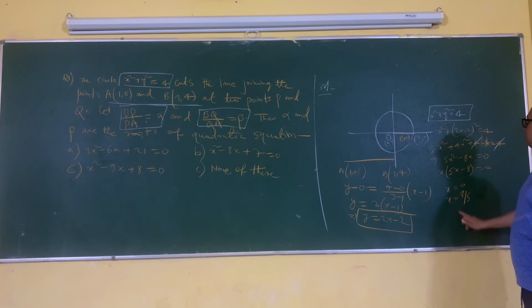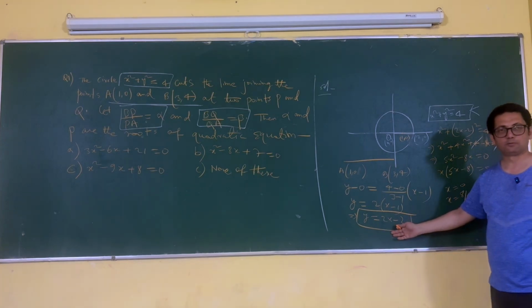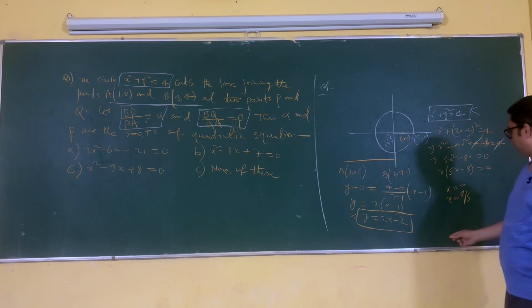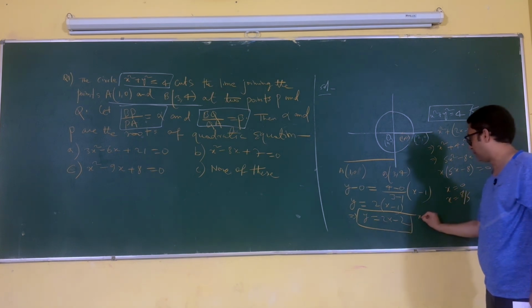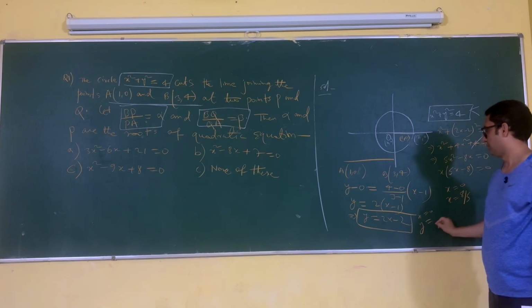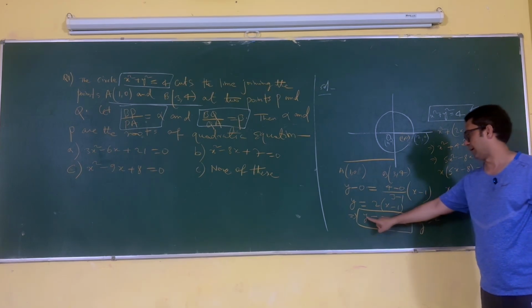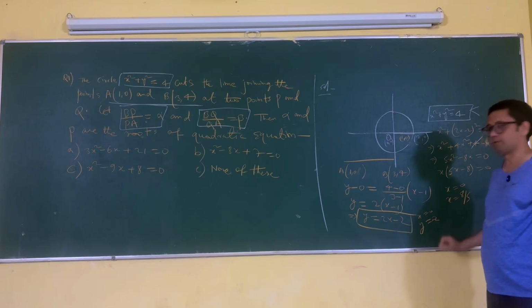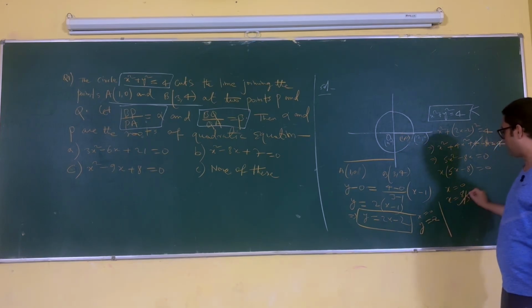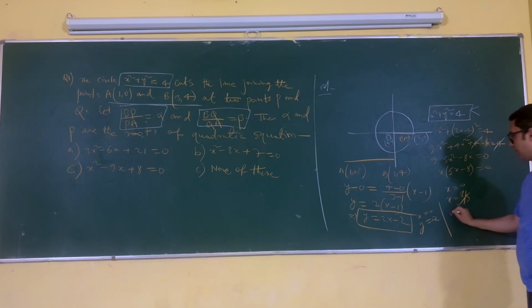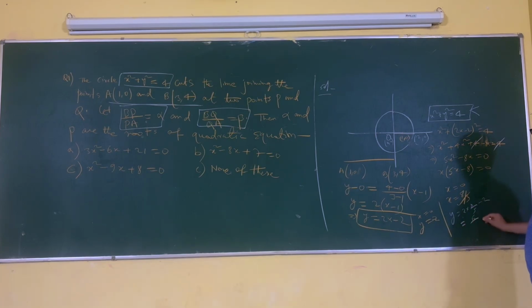So the value of x is 0 and 8 upon 5. If you put these two x values, you can put them in whichever equation you feel like, because both are intersecting. If you find it like this, it will be easy for you. So if x is equal to 0, y will be negative of 2. And if x is equal to 8 upon 5, then y will be 2 into 8 upon 5 minus 2. So it will be 16 minus 10, 6 upon 5. So y is equal to 6 upon 5.